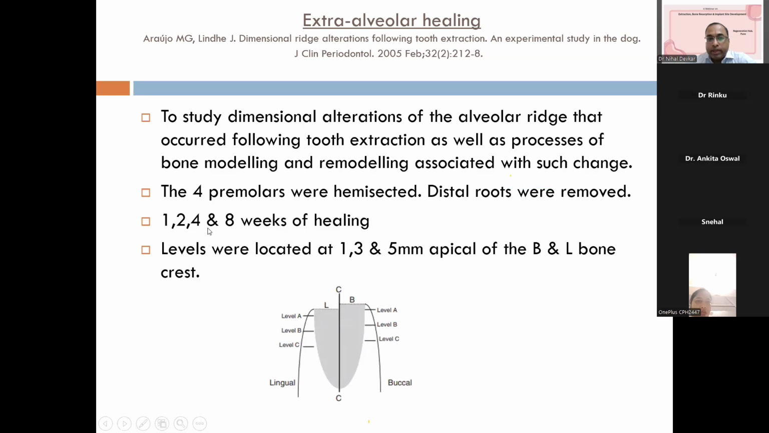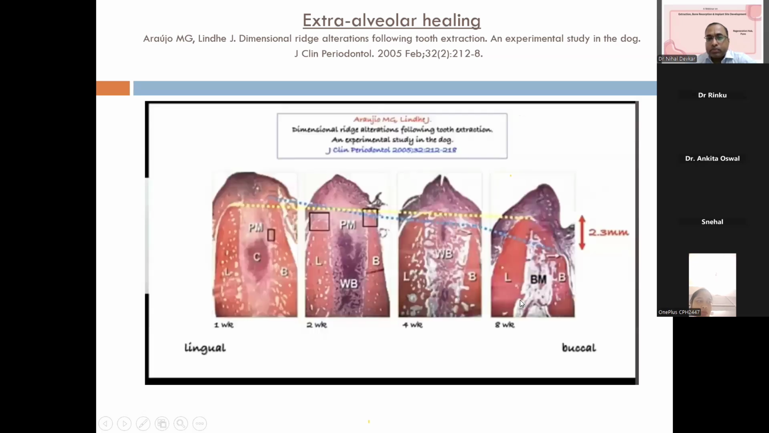So at 4 different levels. These levels were located at 1, 3, and 5 millimeters apical of the buccal and lingual bone crest. They had a very interesting finding.